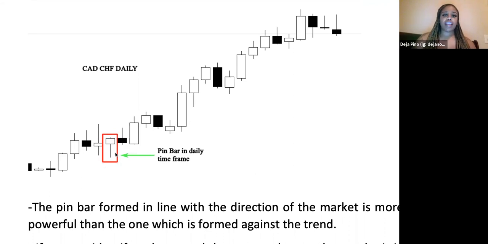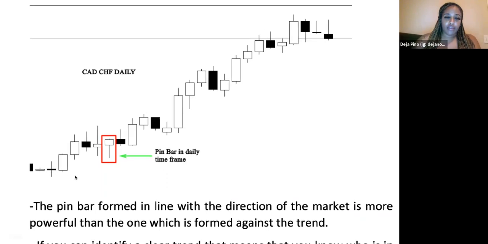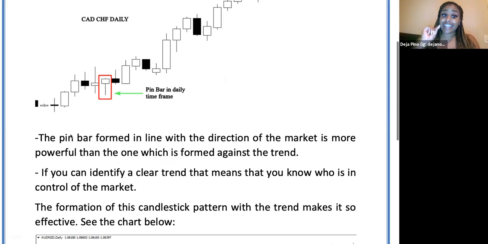This is a pin bar in the daily, looking at the daily, right? And you see where it's at. It's at a support level, right? It's not in the middle of a trend. It's not at the top. It's right here at the bottom of a support level. And we're looking at the daily.